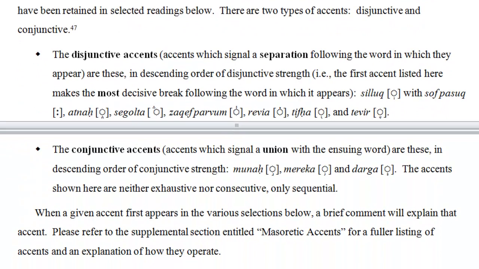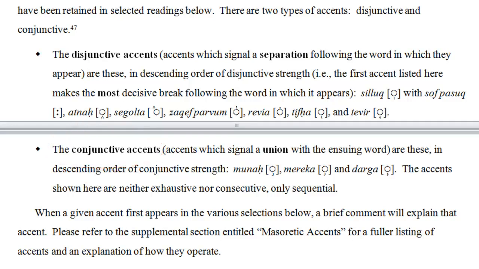Within a given set of accents, there will be two types. Disjunctive, that is, those which mark a separation between the word where the accent occurs and the following word. The other type of accent is conjunctive. These will indicate a connection between the word where the accent occurs and the following word.